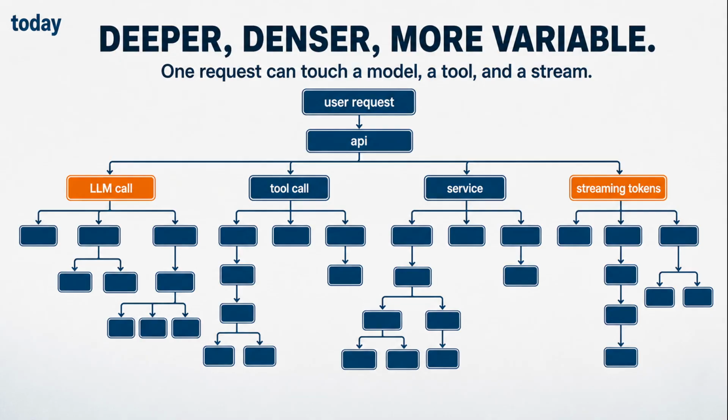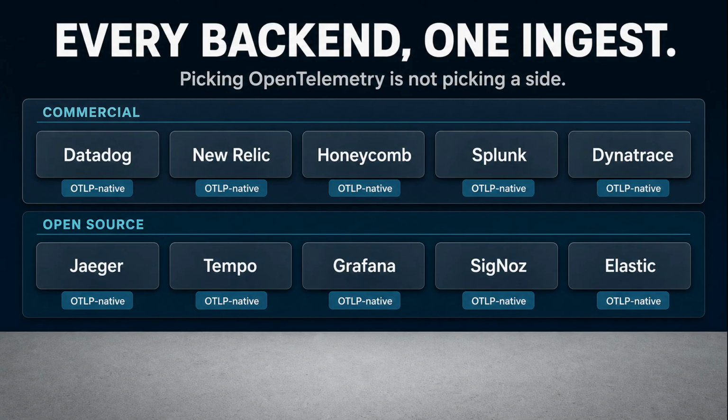Oh, right. And that is the moment OpenTelemetry has been built for. Exactly the moment. And the adoption picture matches the demand. For example, Datadog, New Relic, and Honeycomb all ingest OpenTelemetry natively now. So do open source platforms like Jaeger and Grafana. Every major observability backend is on the same standard. Exactly. So picking OpenTelemetry is not picking a side. Source links and the full vendor inventory are in the description. Right. It is the opposite. It is the one decision that does not lock you into a side.